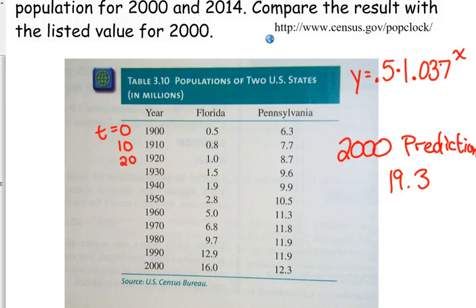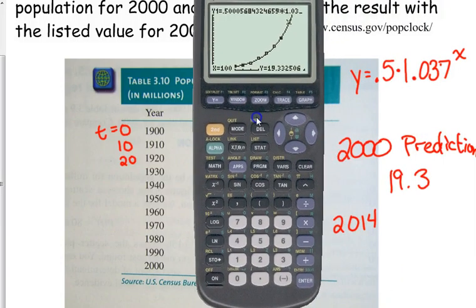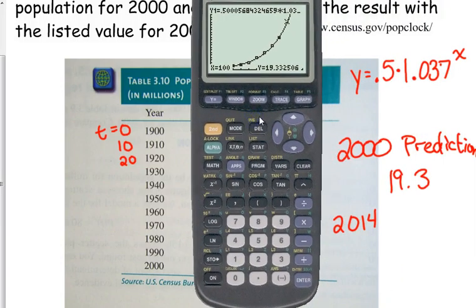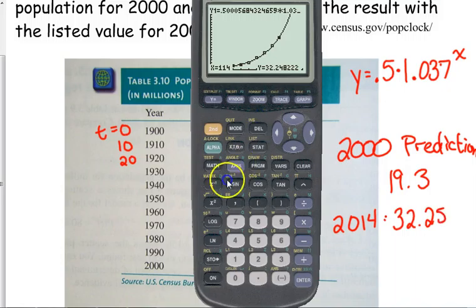But let's go ahead and do what it says for 2014. Let's predict for 2014 as well. Now, as long as you don't press anything else, you don't have to go back to the trace menu. You can just start typing in 114, and it'll let you predict for as many values as you want as long as you haven't pressed anything else. For 2014, it predicts 32.25. That's a lot of people in Florida.